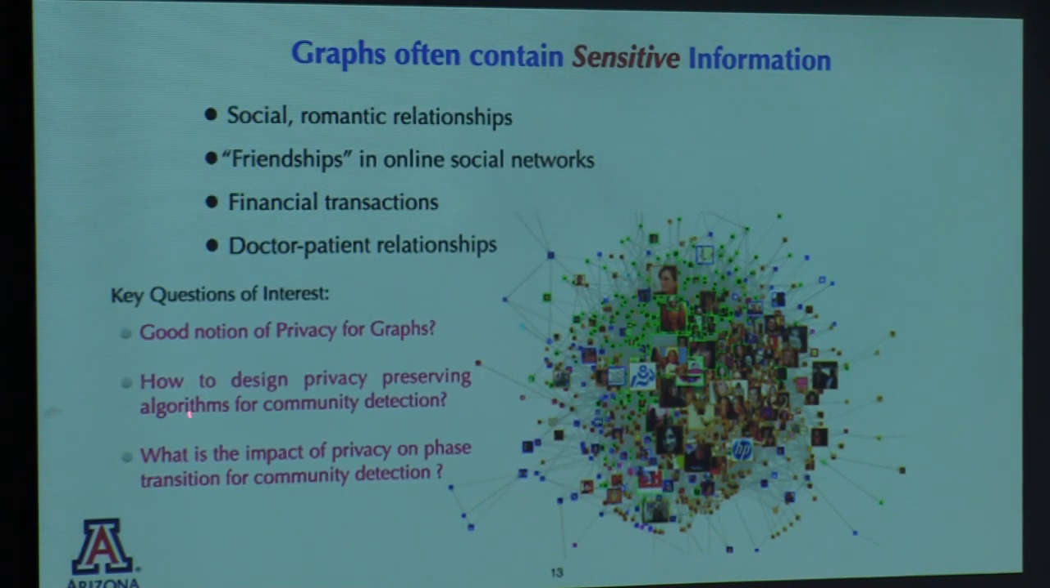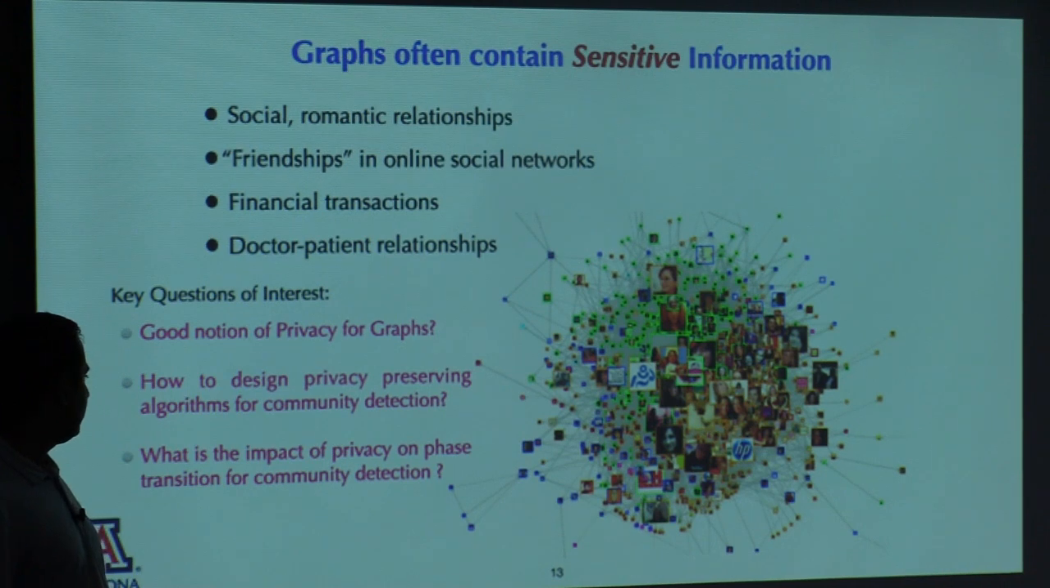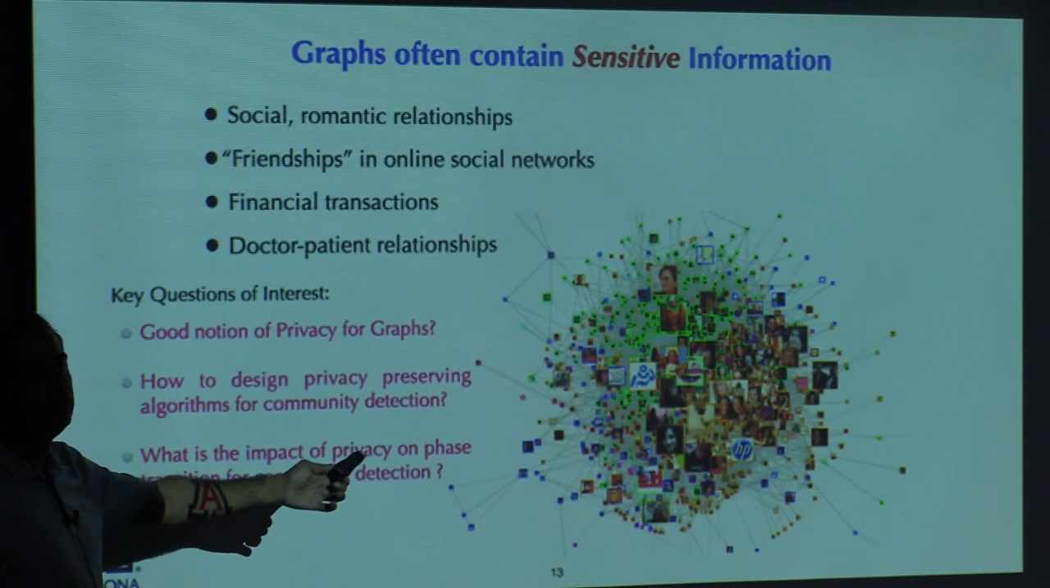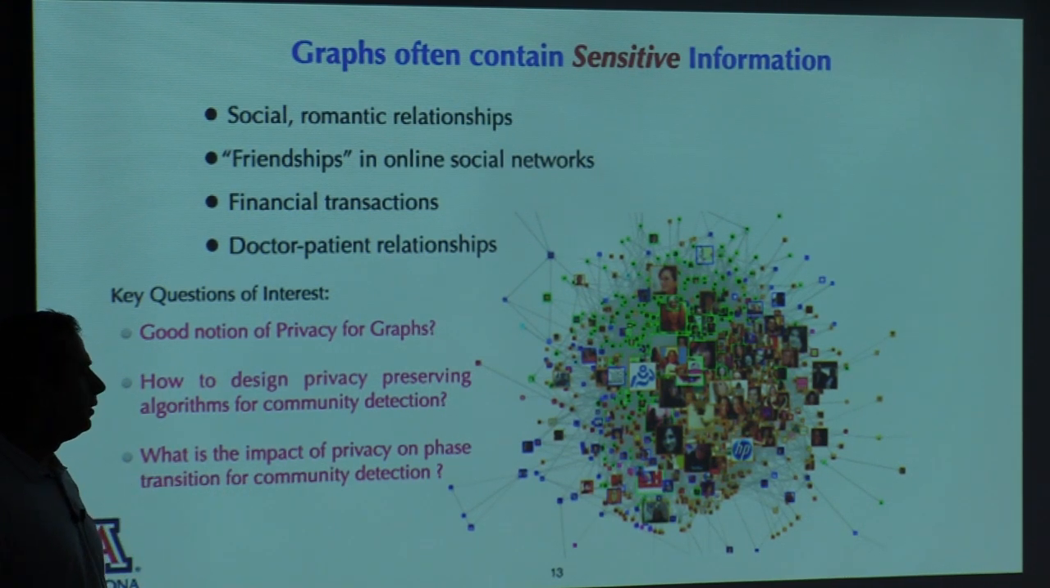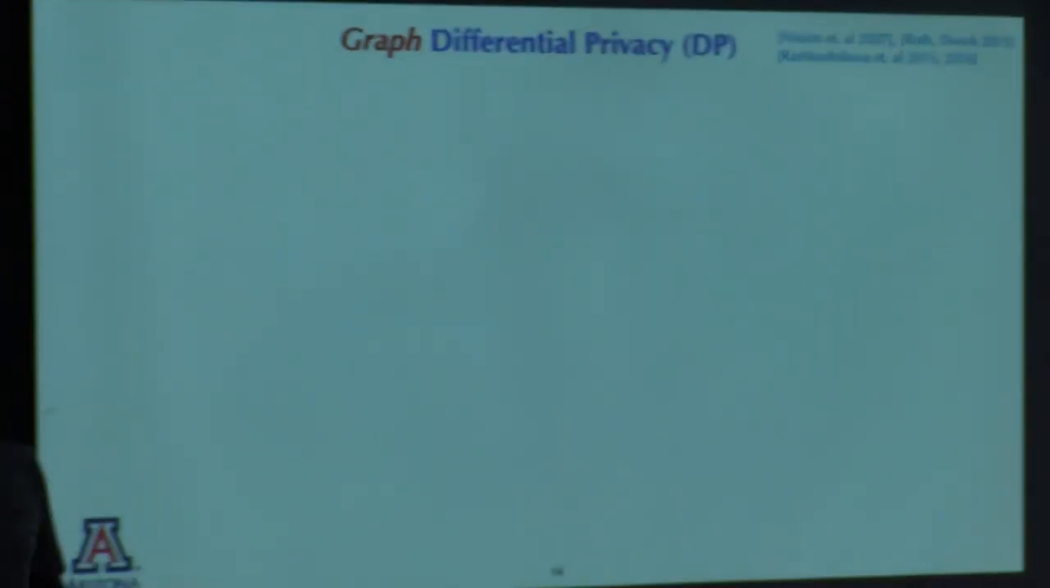So key questions of interest are: what is a good notion of privacy for graphs? How to design privacy preserving algorithms for community detection? And what's the impact of privacy on the phase transition for community detection? So I'm going to first quickly introduce what I mean by graph differential privacy.